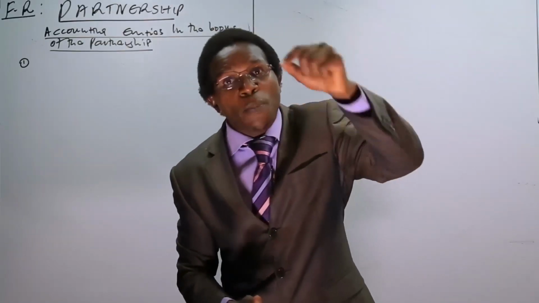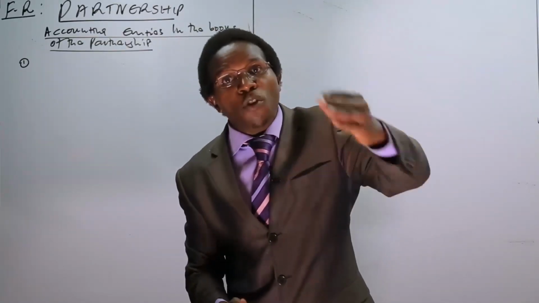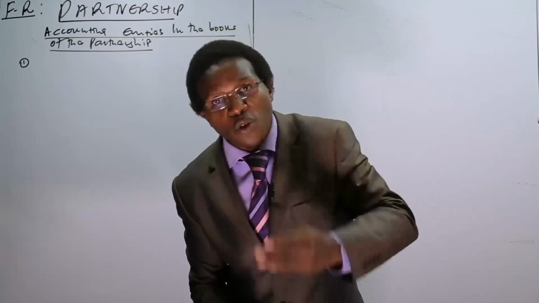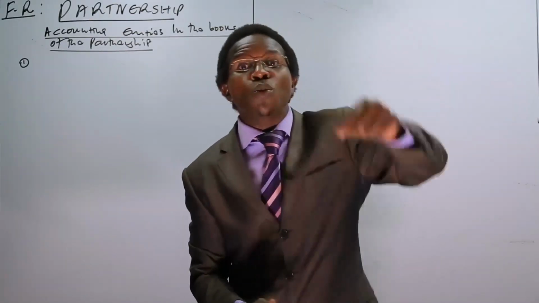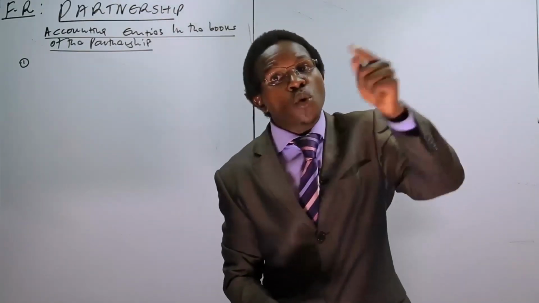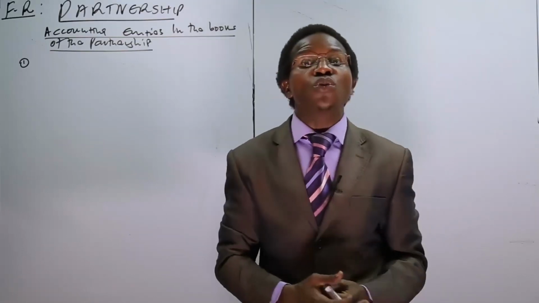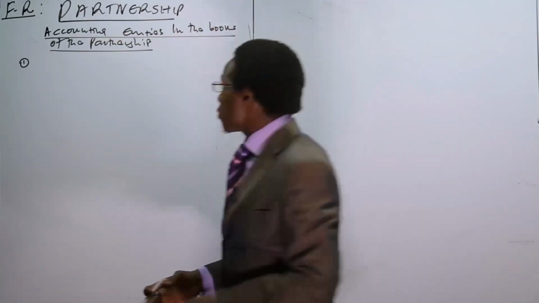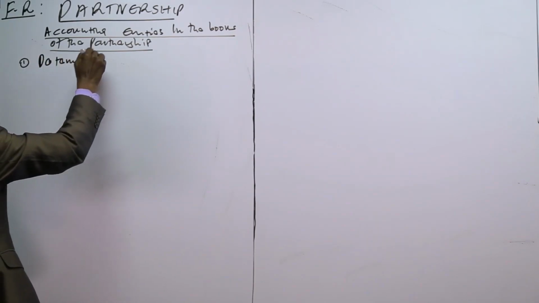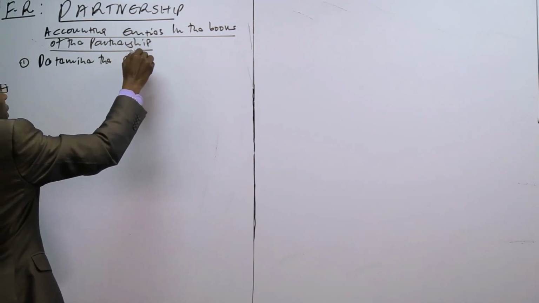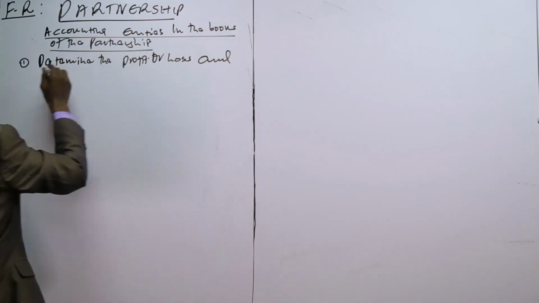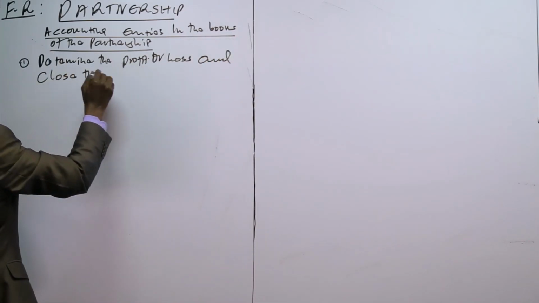So if that had not been done, at the time of conversion, the profit had not been determined. It had not been appropriated, on interest on capital, interest on drawings, partner salary, and what have you. Then it will be important to determine the net profit and appropriate it accordingly. Meaning you close that appropriation account to the partner's current account. So we come and say, determine the profit or loss, and close the appropriation account.